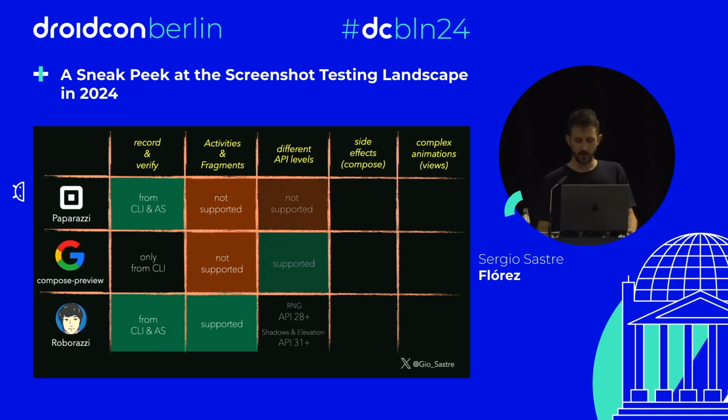Then API levels. With Paparazzi there is an issue, it's not possible. With Compose Preview, you can. There is a preview parameter that is API level, and it works since the last version, which is Alpha 02.